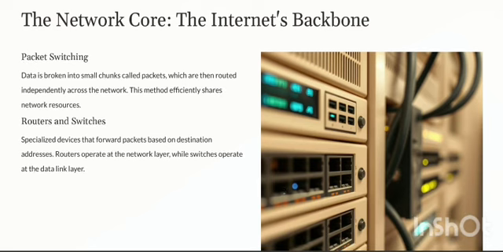Next we see about the network core. The network core forms the internet's backbone. Here data is transmitted using packet switching, breaking information into packets that travel independently through routers and switches, ensuring efficient use of network resources.